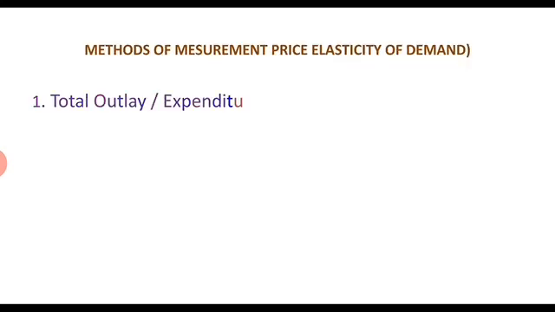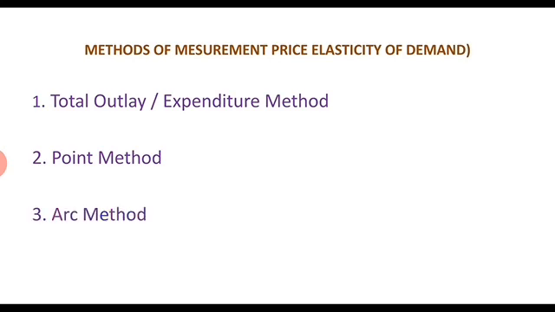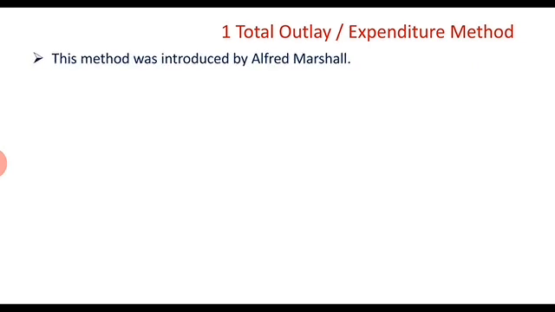Methods of measurement of price elasticity of demand. There are three methods in measurement of price elasticity of demand. First one is the total outlay method or total expenditure method. Second one is the point method. Third one is the arc method. First one, total outlay method or total expenditure method.